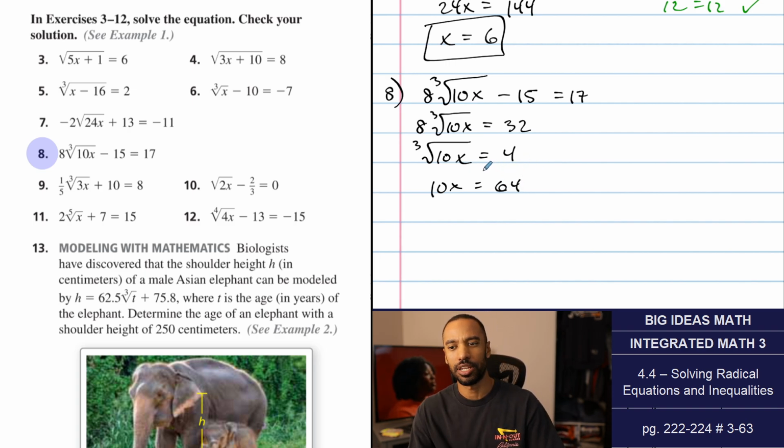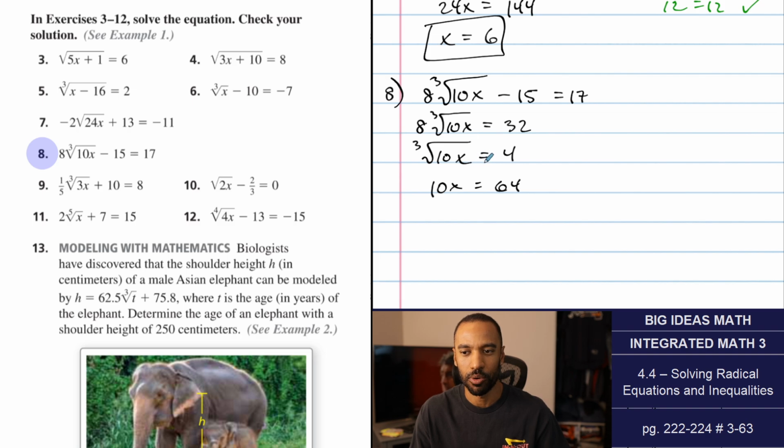I feel a little bit dirty as far as not showing the cubing portion. I might have to go back to it. I felt like for me, I'm good with it. For you guys, I don't want you to get to the, wait, how did this happen? So I might have to go back to showing the cubing stuff. Anyway, divide by 10, you get x equals 6.4.